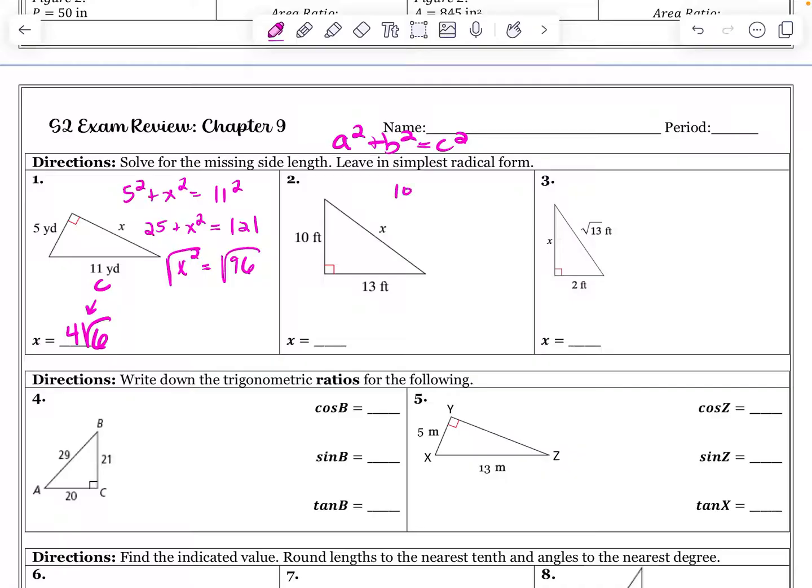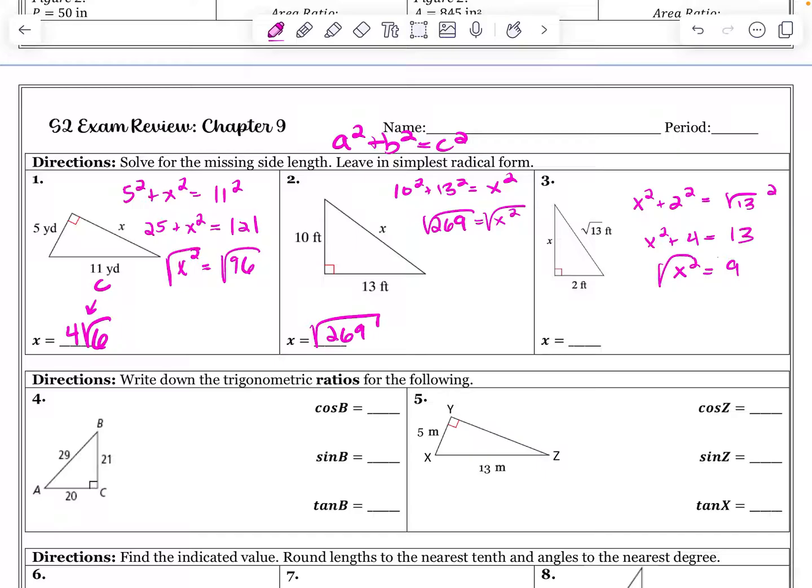Right here, 10 squared plus 13 squared equals x squared. So that's going to be 269 equals x squared. The square root of 269 doesn't simplify. Gorgeous. Leave it be. Okay, and then x squared plus 2 squared equals root 13 squared. So that's x squared plus 4 equals 13. The square root of 13 squared is just 13. X squared equals 9. The square root of 9 is 3.